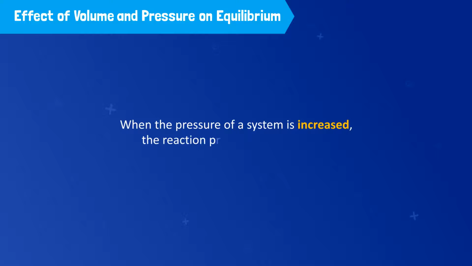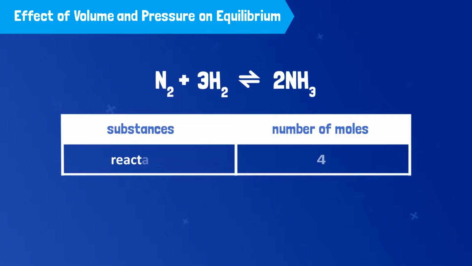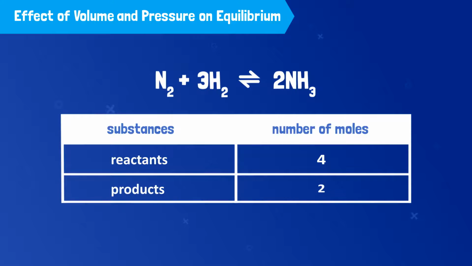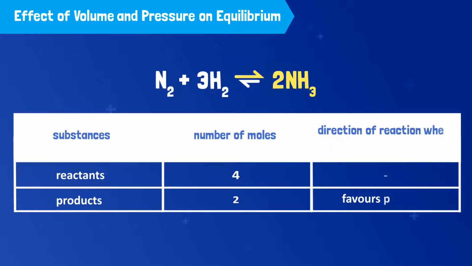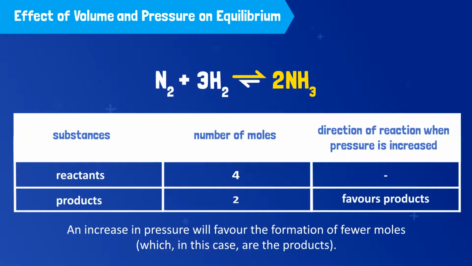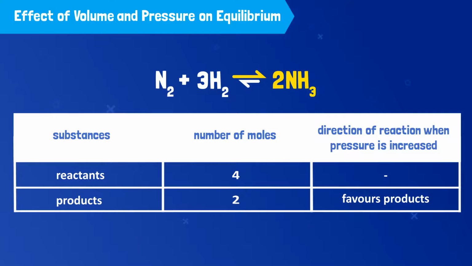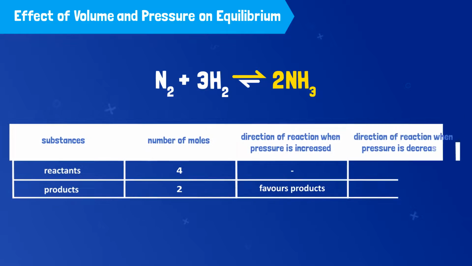When the pressure of a system is increased, the reaction produces fewer moles. For example, in this reaction, the reactants contain 4 moles in total, 1 mole of nitrogen and 3 moles of hydrogen. However, the products contain only 2 moles of ammonia. When pressure is increased, the position of equilibrium shifts in a direction that favors the formation of fewer moles in order to reduce the pressure. Therefore, in this example, an increase in pressure will favor the formation of the product, ammonia. This is because the product has only 2 moles and the reactants have 4 moles.